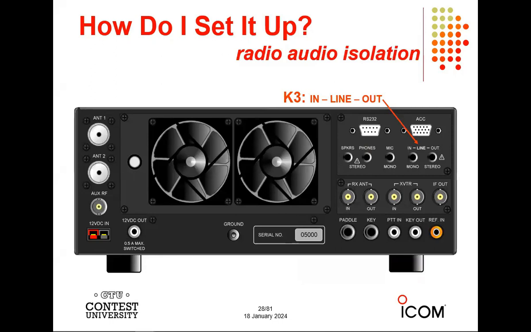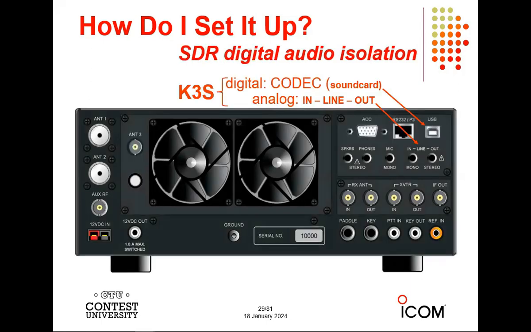Some radios, this is an example of the K3, have those transformers built in, so all of the audio jacks on the back of this radio already have that isolation transformer in. The K3S model has that as well, but they added USB in addition to a serial input. And over the USB, there's actually a sound card or a codec in the radio. So you don't even have to use the sound card in your PC. You can use the one that's in the radio.